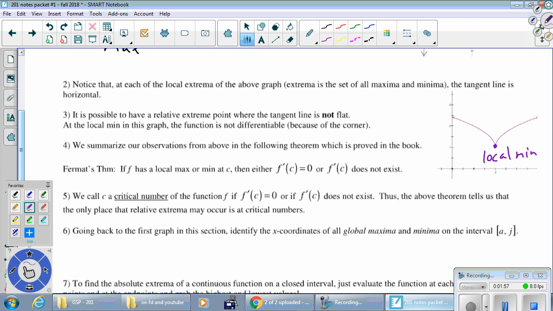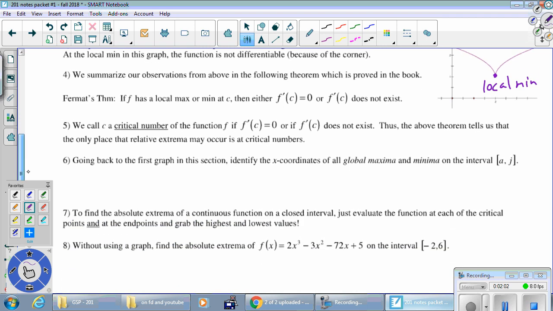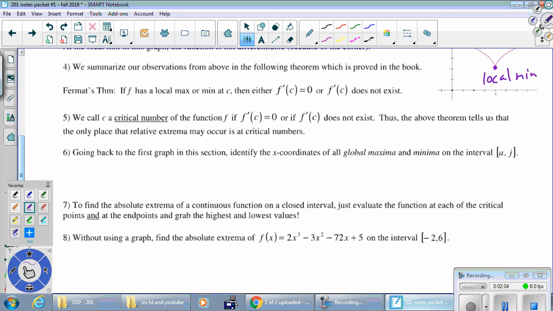Number 4, we summarize our observations from above in the following theorem, which is proved in your book. It's called Fermat's theorem. If f has a local max or min at c, c is the x value, then either f prime of c is 0 or f prime of c does not exist. Either the derivative is 0 or the derivative does not exist. We call c a critical number if its derivative is 0 or if the derivative does not exist. So the above theorem tells us the only place that relative extrema may occur is at critical numbers. The only candidates for local maxes and mins are critical numbers.